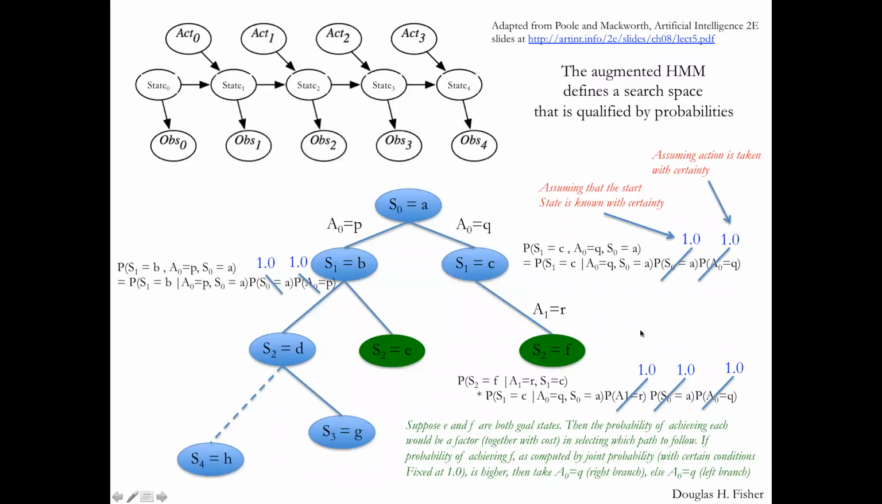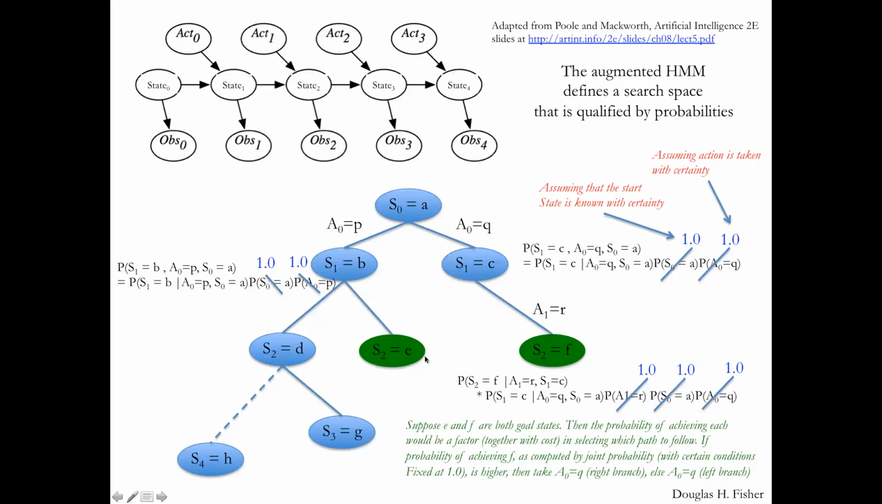Now, if we are searching for goals in this case, let's say that E and F are goals. This process of doing a search, expanding the search state until we find a goal, we could do this in a depth-bounded way, or we could use breadth first search or some other procedure. But we're going to expand the search space.